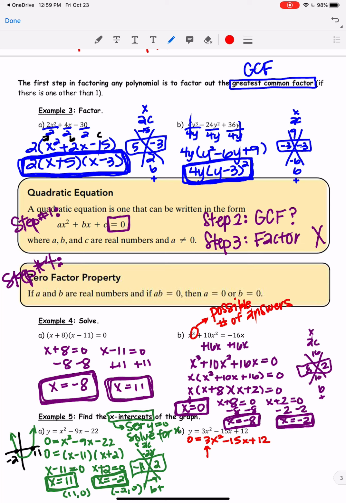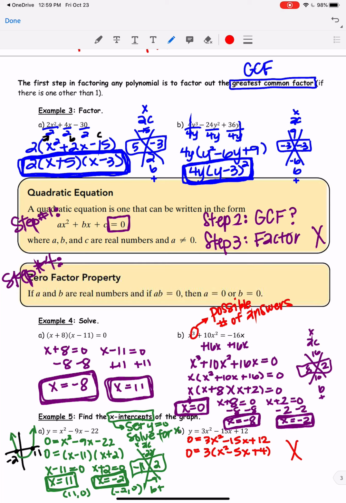Hint, hint, in this lesson, anytime you have an a, anytime you have something in front of x squared, you're always going to have a GCF. So my GCF is 3. So when I factor out a 3, that leaves me with x squared minus 5x plus 4. So now factor.